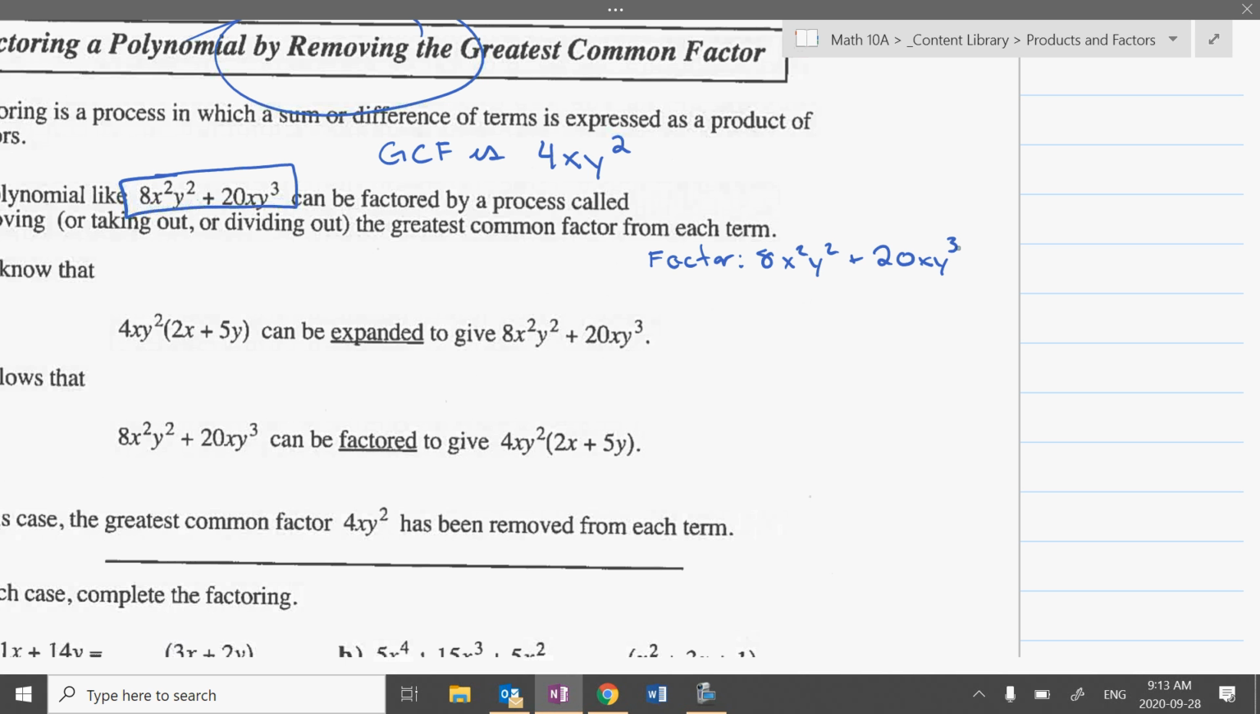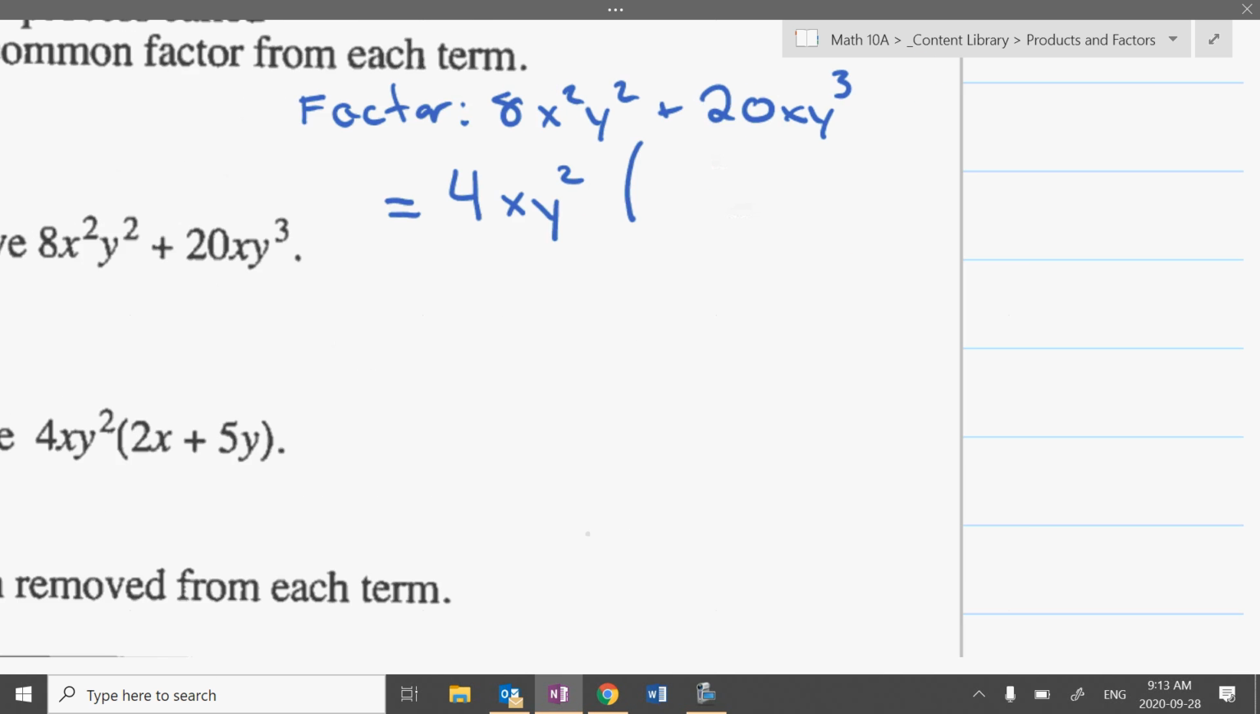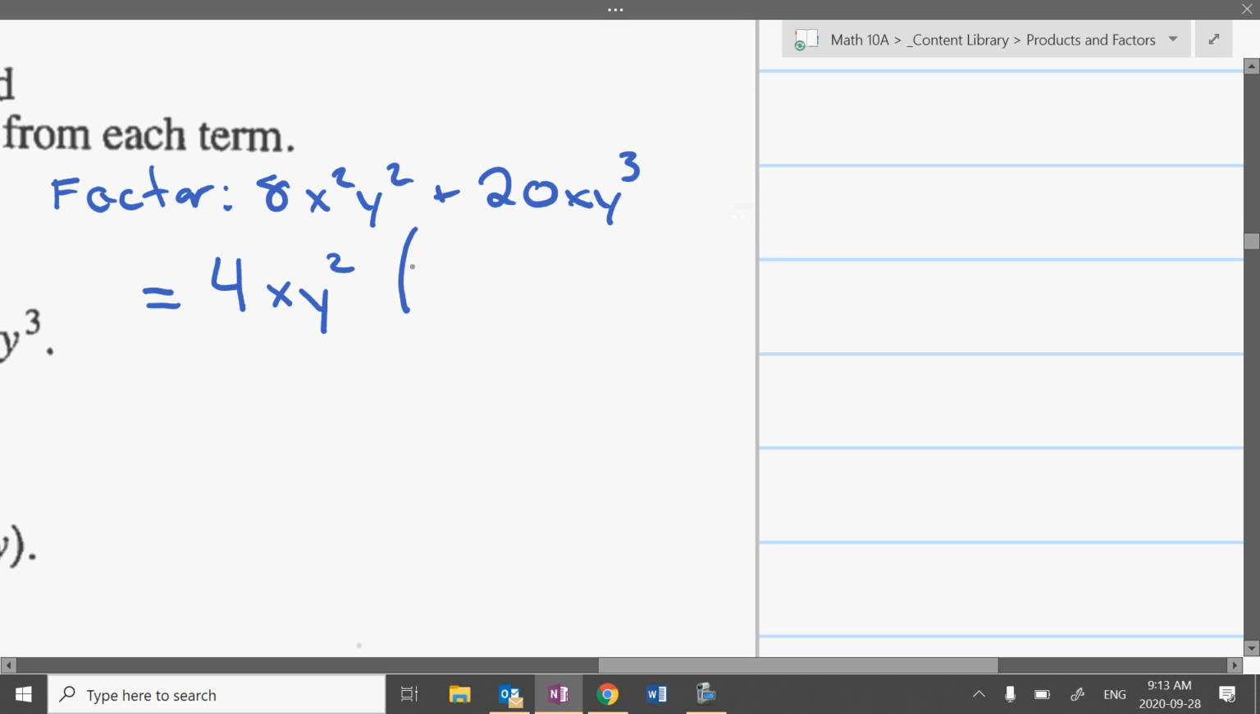So I know that my GCF is 4xy squared. When I rewrite this, I'm going to write that down first and then a set of brackets. When I factor out the 4xy squared for my first term here, what am I left with? Well, 8 divided by 4 is 2. In order to get an x squared from my original, and I took out an x, I'm left with an x. The y squared, we took that right out.